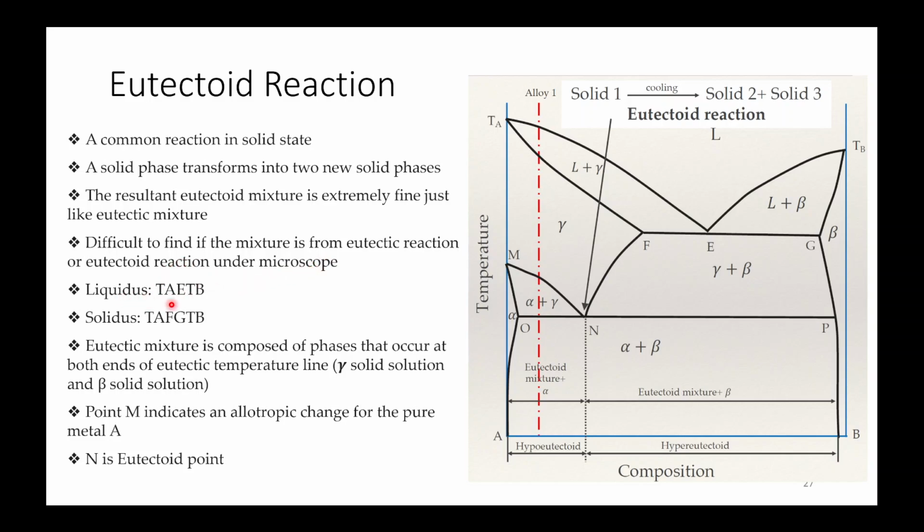Here in this case, in your steel diagram, this upper line is your liquidus, and this lower line is your solidus line. And the eutectic mixture is composed of phases that occur at both ends of the eutectic temperature line. So gamma solid solution is here and beta solid solution is in this part. So point M indicates an allotropic change for pure metal A, and N is your eutectoid point.